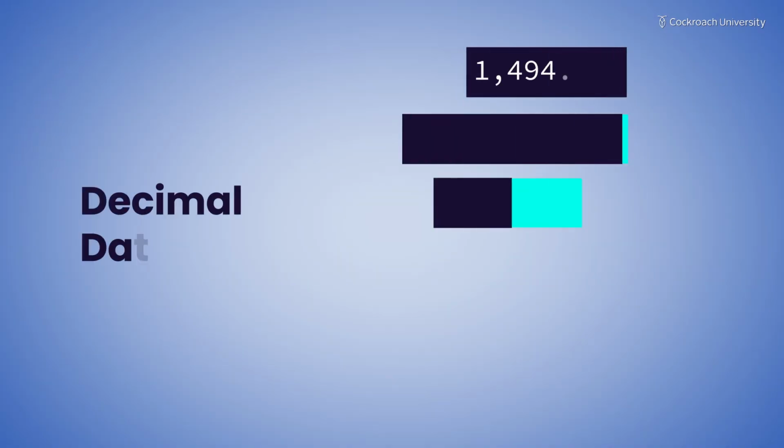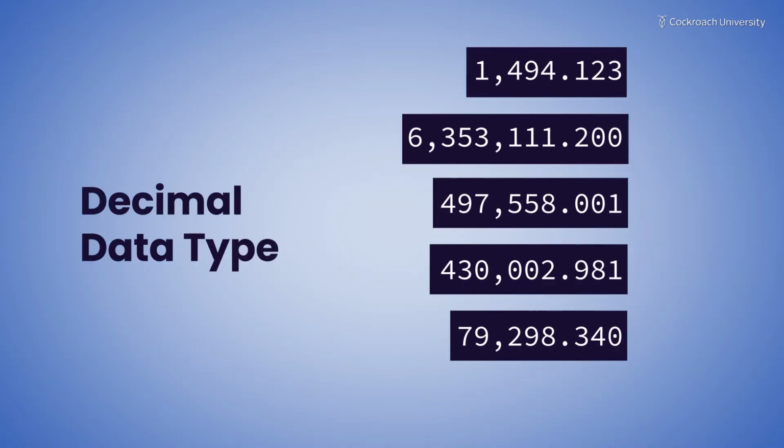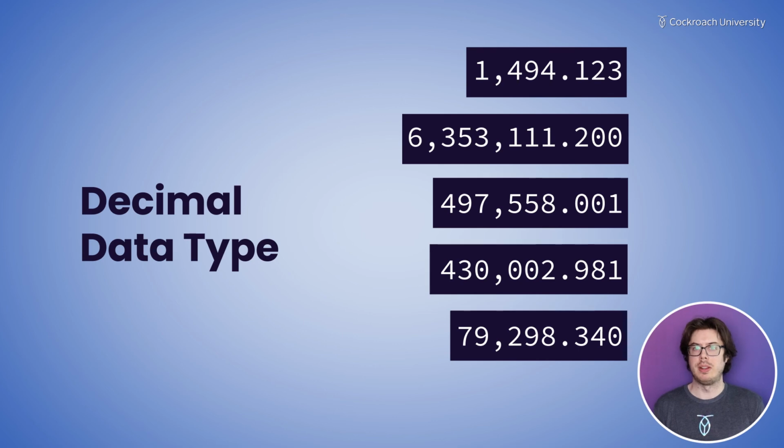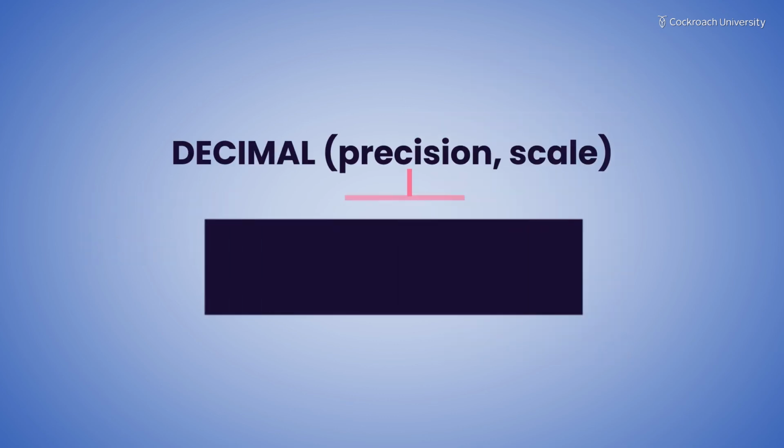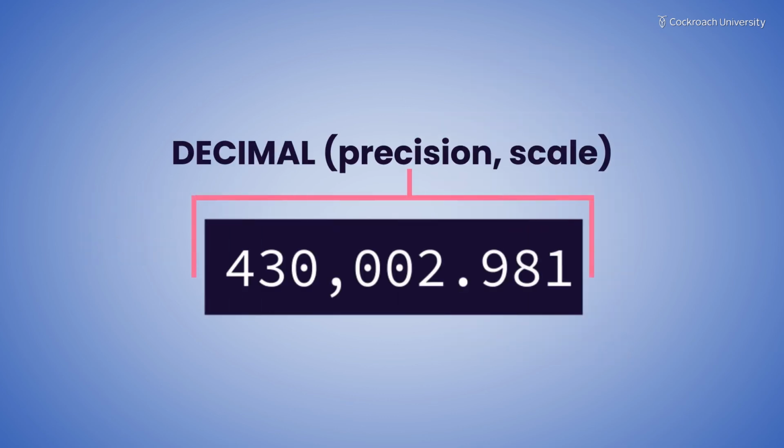The DECIMAL data type stores exact fixed point numbers. This is particularly useful when it's important to preserve exact precision, like with monetary data. When creating a DECIMAL column, you can specify the precision, which is the maximum count of total digits in a number, and you can specify the scale, which is the exact count of digits to the right of the decimal point.